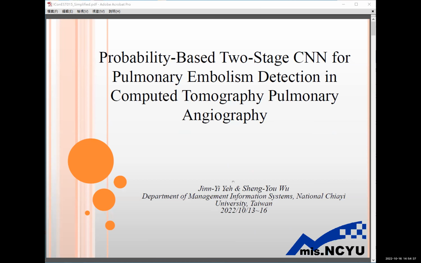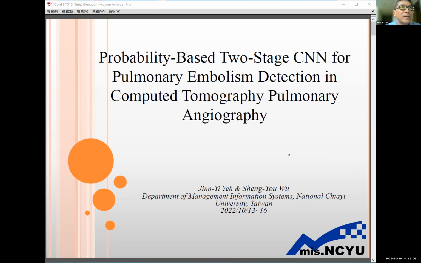All right. So my topic is probability-based two-stage CNN for pulmonary embolism detection in computed tomography pulmonary angiography. I am Jinn-Yi from MIS, National Chiayi University in Taiwan.